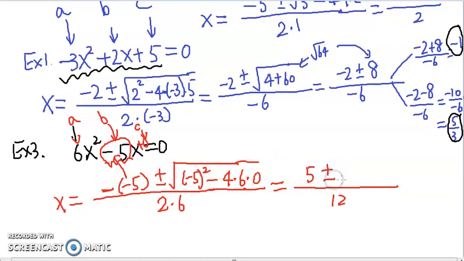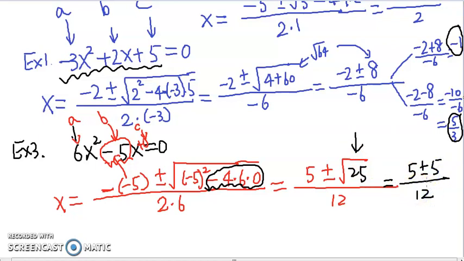Plus or minus the square root. Notice that (-5) squared is 25. And 4 times 6 times 0, anything times 0 will make it 0. So this whole part right here will become just 0. So it's like 25 plus 0, which gives us 25 under the radical sign. Now we can continue. We know square root 25 is just equal to 5. So we have 5 plus or minus 5, divided by 12.